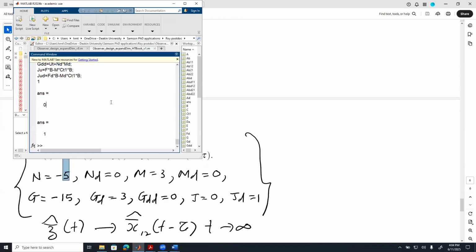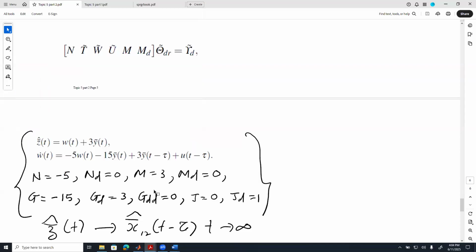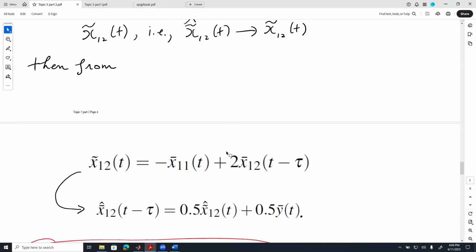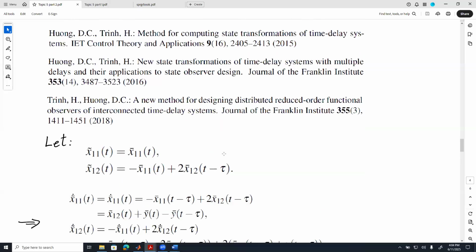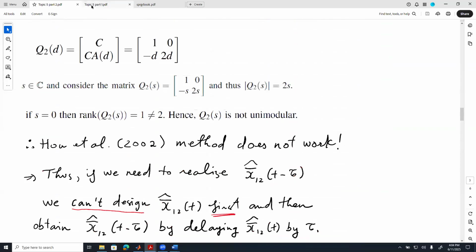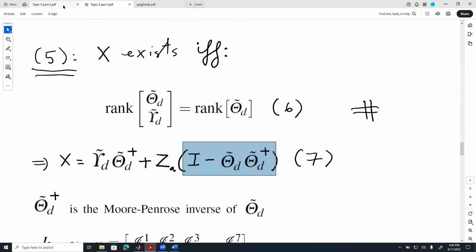Let's say we can have N there. N is there, -5, and D is the one without internal delay. MD happens to be 0. We don't need that term in there, but sometimes we need it, and so on. And then we got G, GD, and so on. So that shows that by using our generalized functional observer that we developed in topic 5, part 1, we can estimate the function in one go.